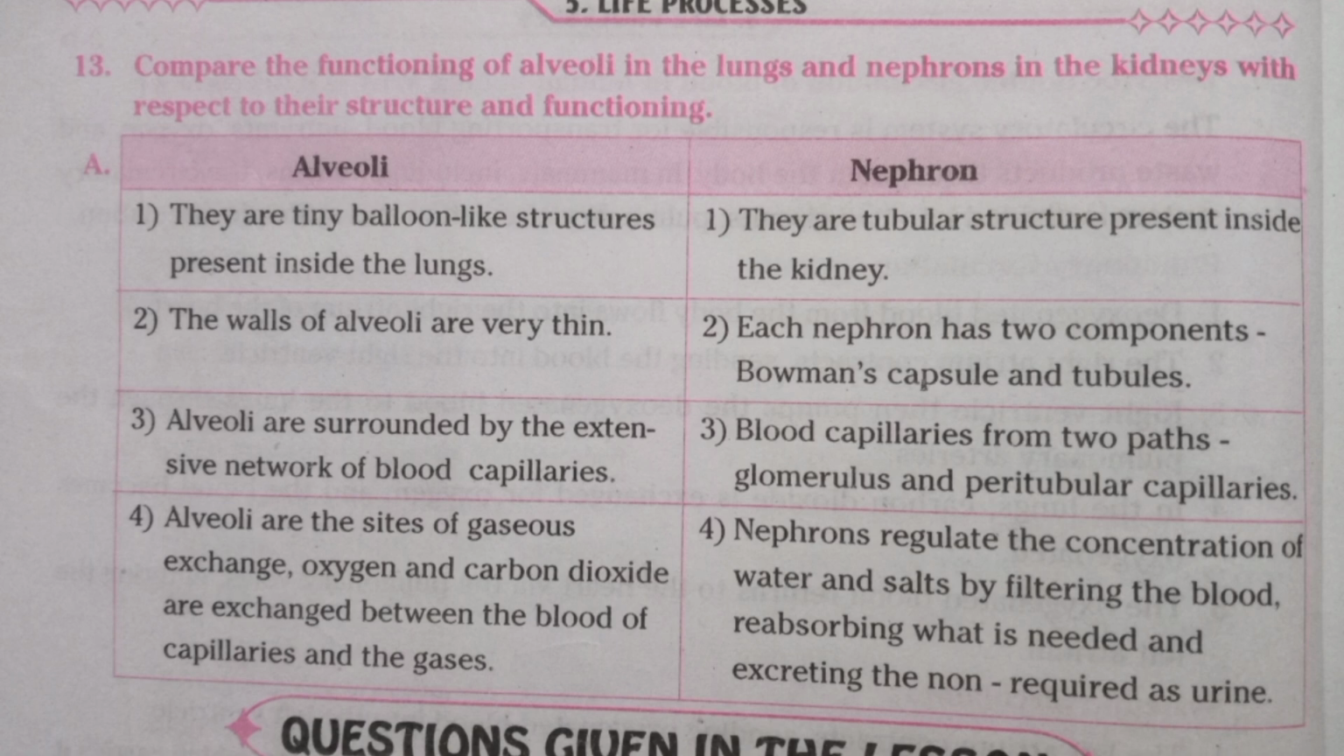Nephron. 1. They are tubular structures present inside the kidney. 2. Each nephron has two components: Bowman's capsule and tubules. 3. Blood capillaries form two parts: glomerulus and peritubular capillaries. 4. Nephrons regulate the concentration of water and salts by filtering the blood, reabsorbing what is needed and excreting the non-required as urine.